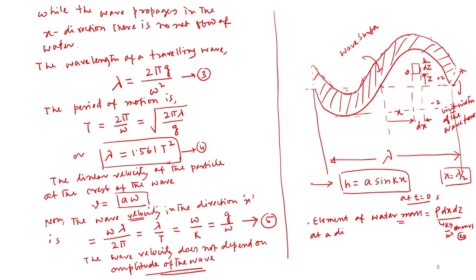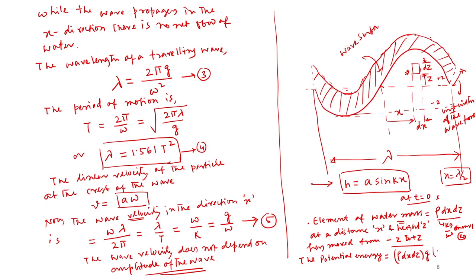and this is located at a distance x and height z, which has moved from minus z to plus z. So because of this, the potential energy of that element will be, we have rho dx dz multiplied by, this is mass, this is z, kg meter per second square, and then since it is going from minus z to plus z, it will be 2z, so this is z, okay.